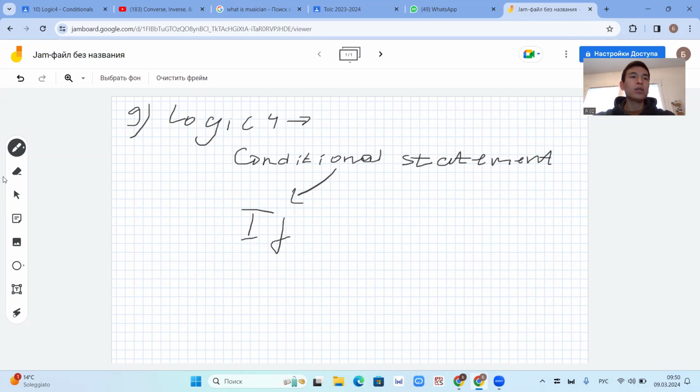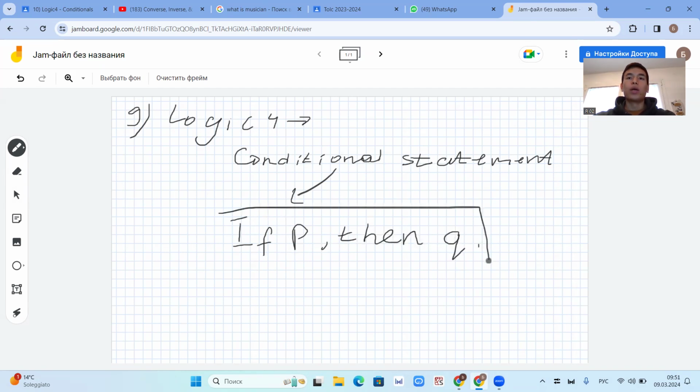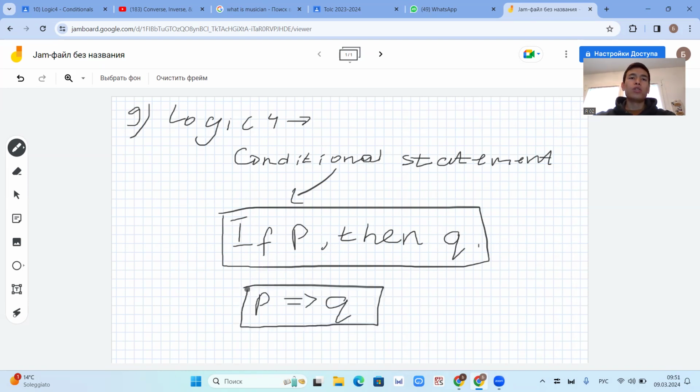And the general form of the conditional statement is that if P, then Q. Okay, this is the general form of the conditional statement. It says that if P is true, then Q is true. Or in other words, we can say P implies Q. What does it mean? If P is true, then Q also has to be true.